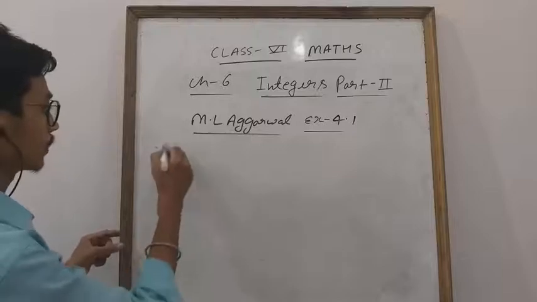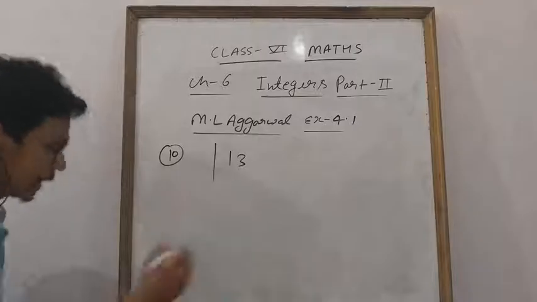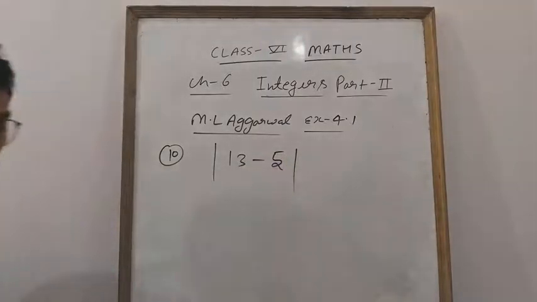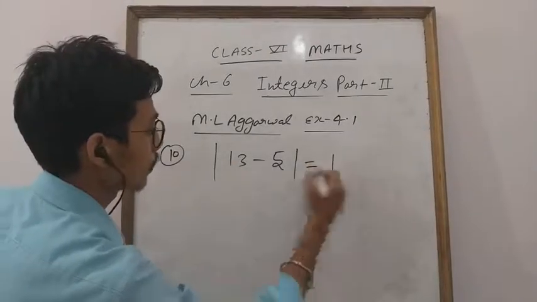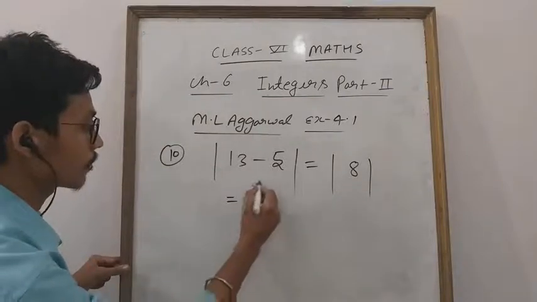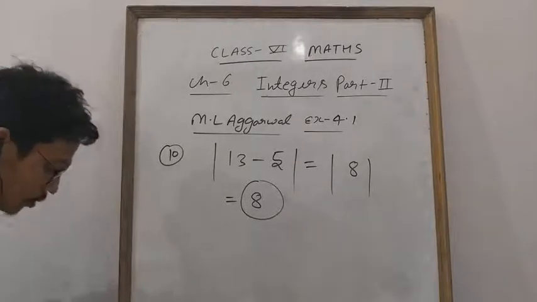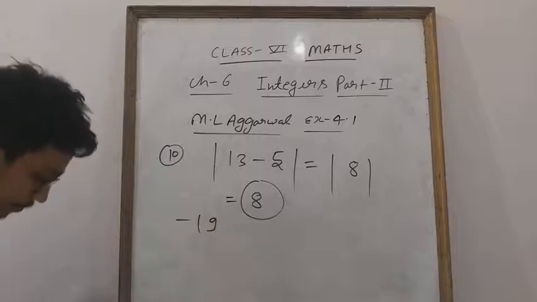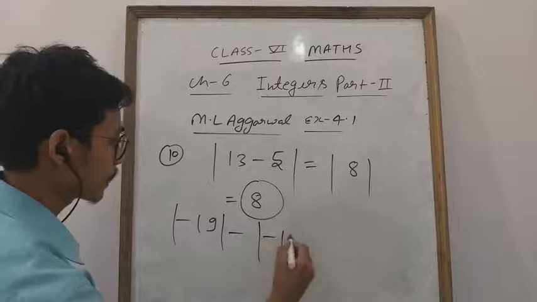Yes, question number 10 is given. See, evaluate mod 13 minus 5. I explained lots of things about mod, that mod always gives a positive value, and first you have to solve what is given inside the mod. Okay everyone, so you know this is 13 minus 5, student, this will come 8, and outside of the mod it will also give the positive value, that is, the correct answer is this one. Only this I am going to explain. Next question is given, like one question I am going to take, like minus 19 is given, mod mod minus 30.